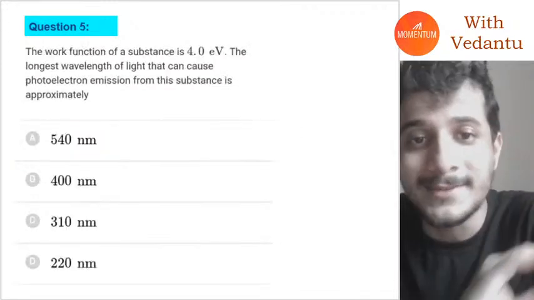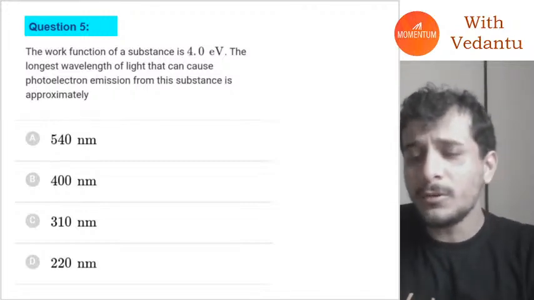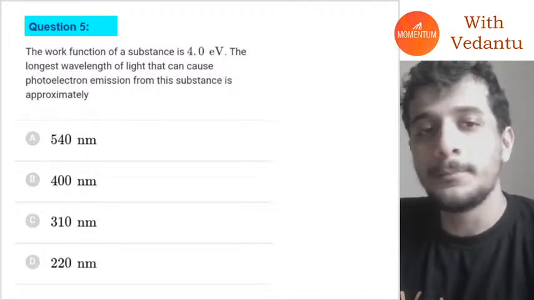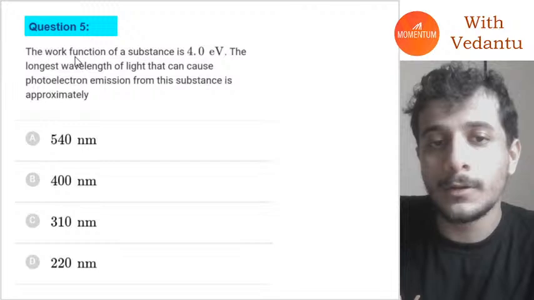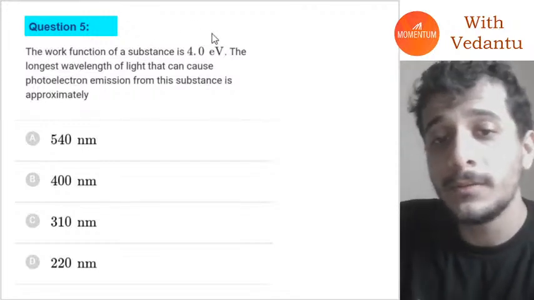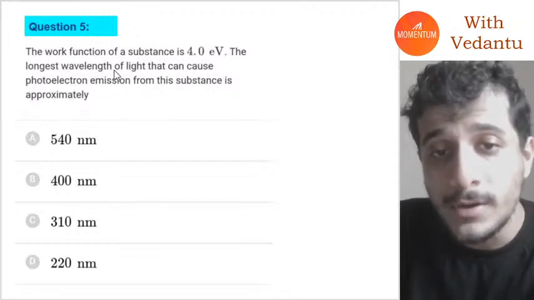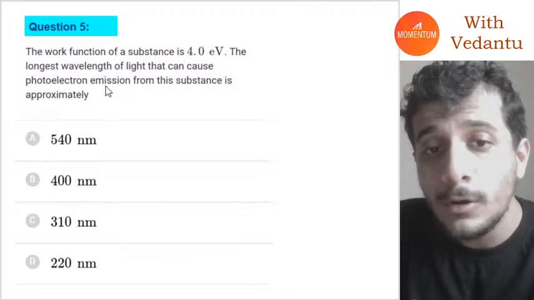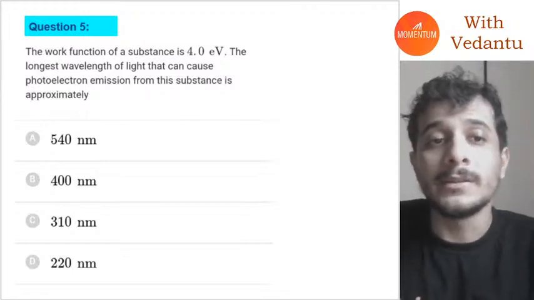All right, next question, guys. This is a very easy question. NTA gave very nice questions in the mock test. The work function of a substance is 4 electron volts. What is the longest wavelength of light that can cause photoelectron emission from this substance?